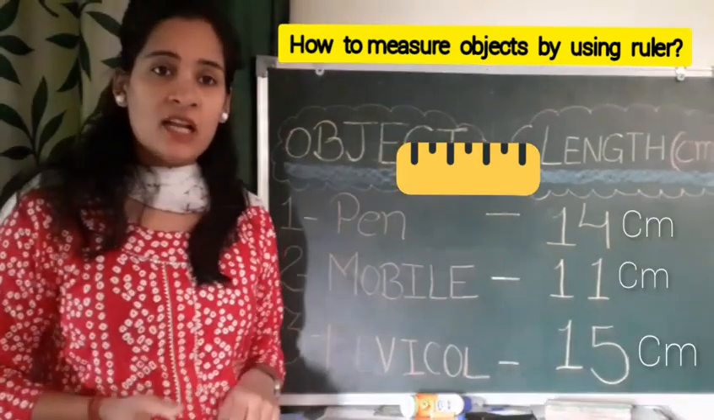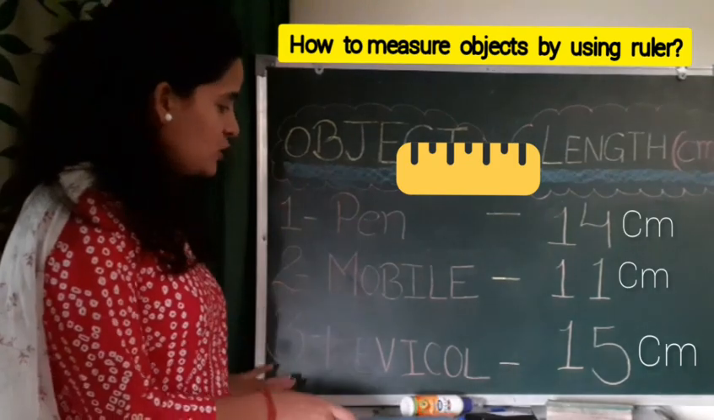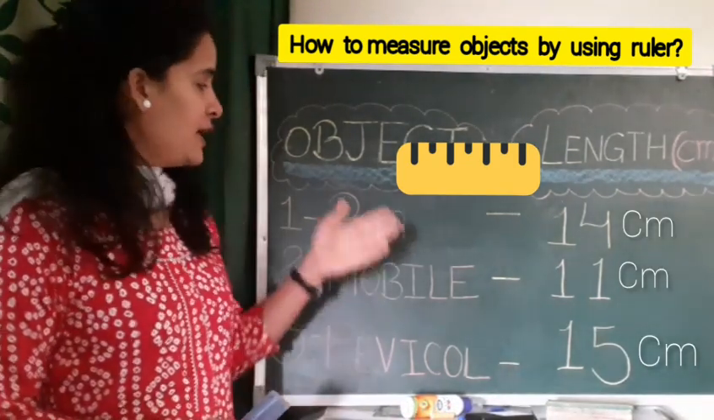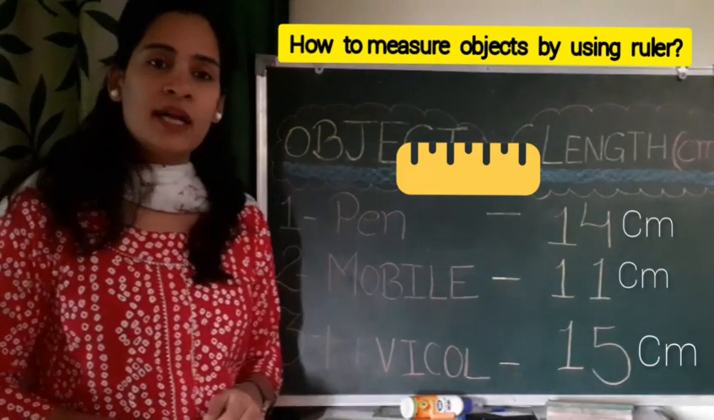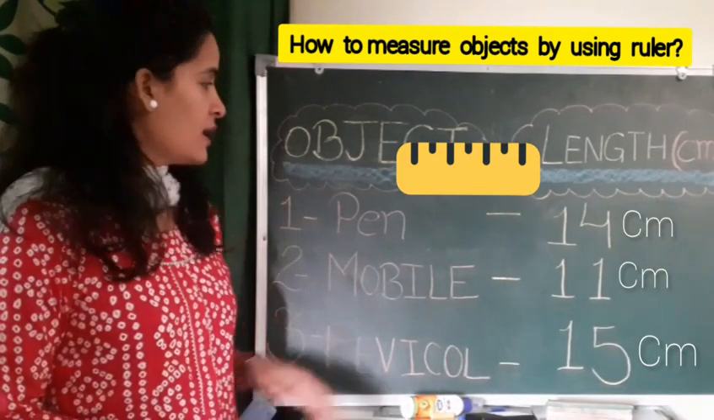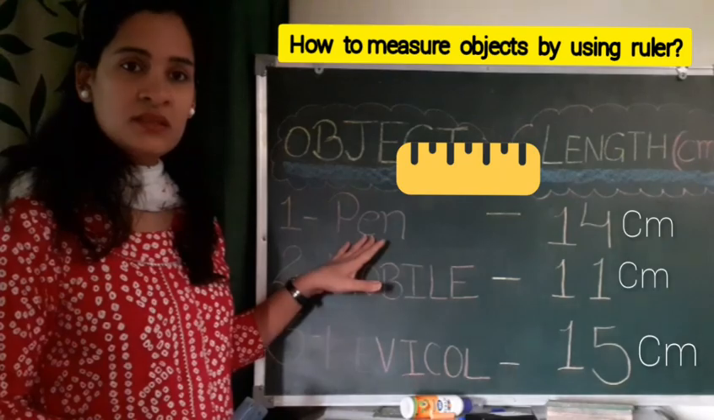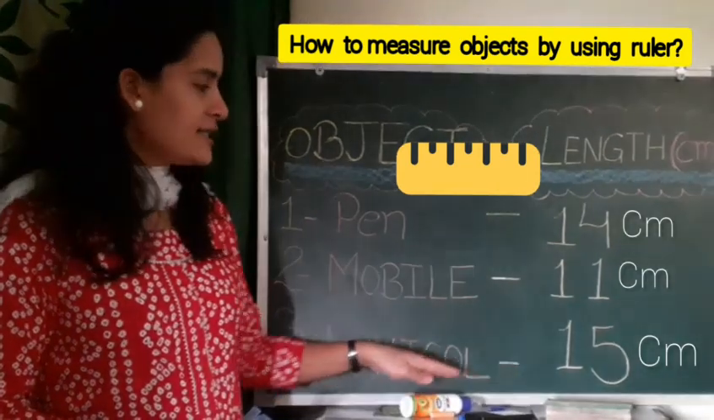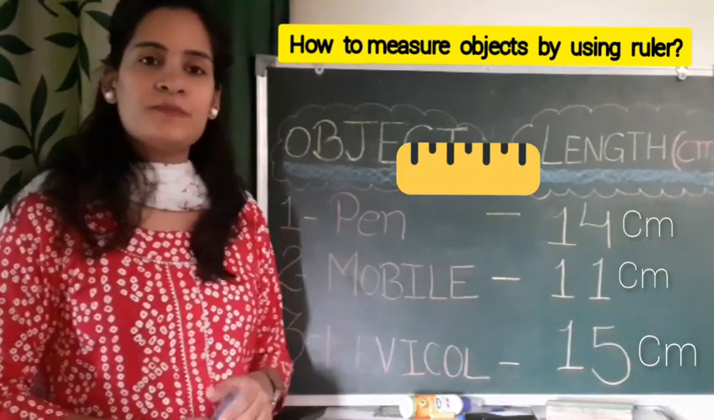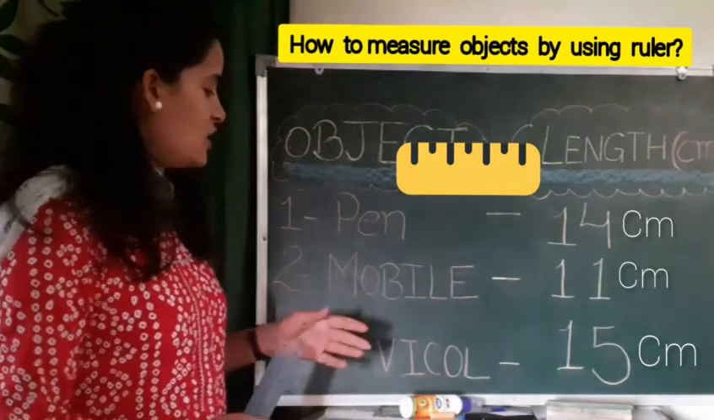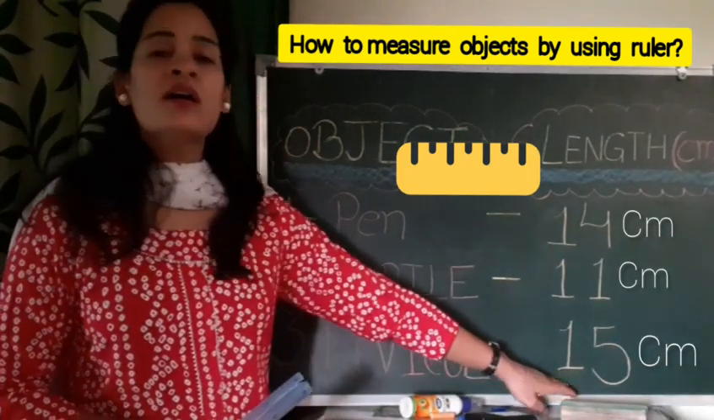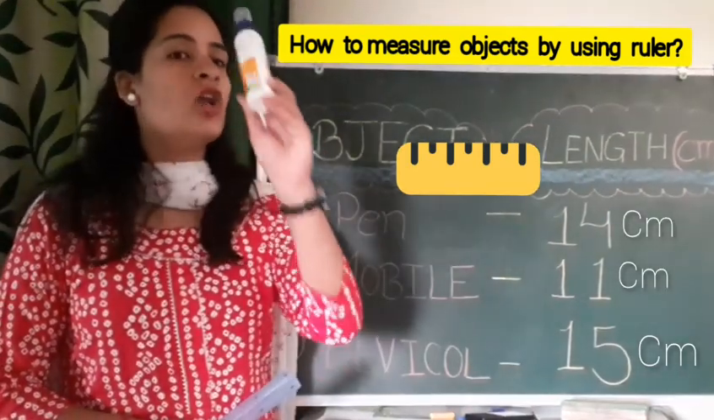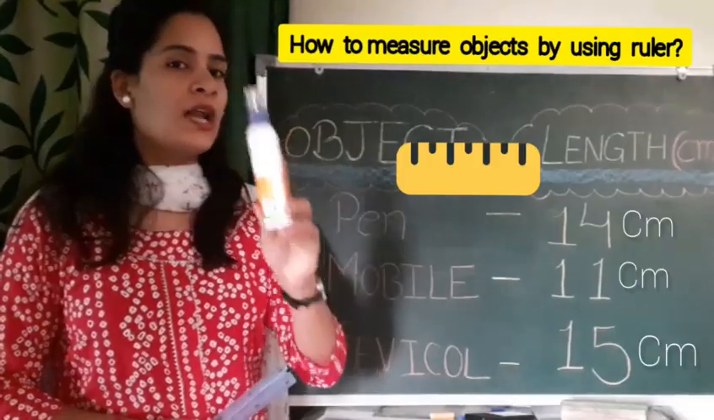Can you please tell me, out of these objects, which is the tallest one? Is it the pen? Is it the mobile? Or is it the Fevicol? Yes, the longest object is our Fevicol. The bottle of Fevicol is our longest object. ये सबसे बड़ा object है.